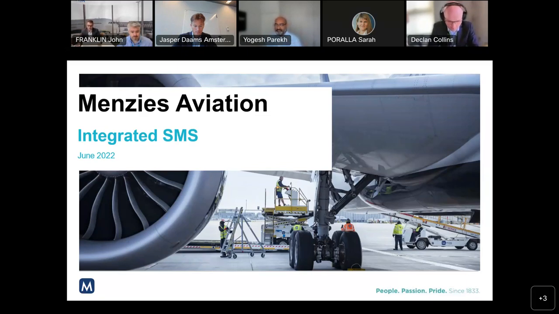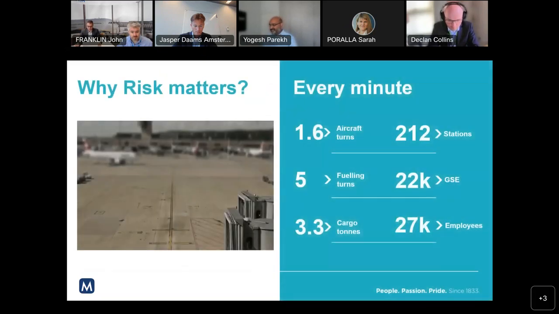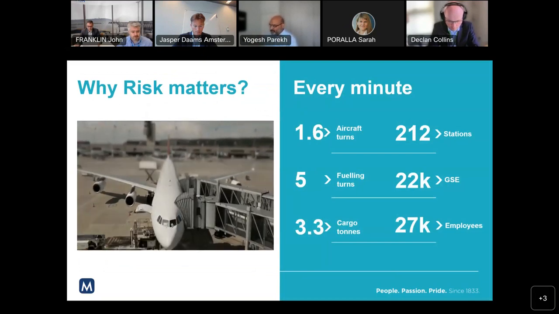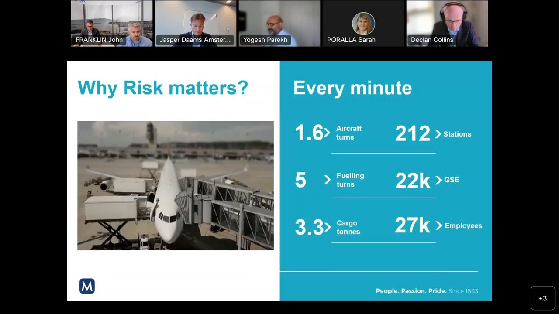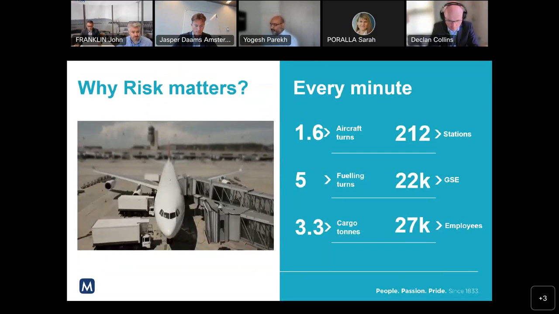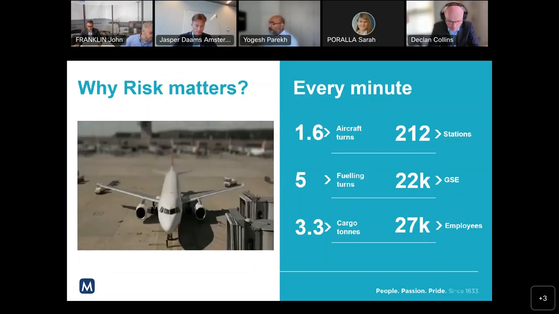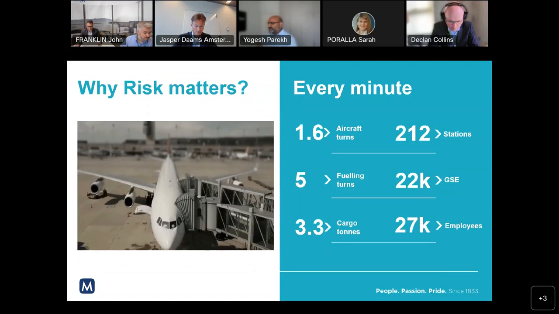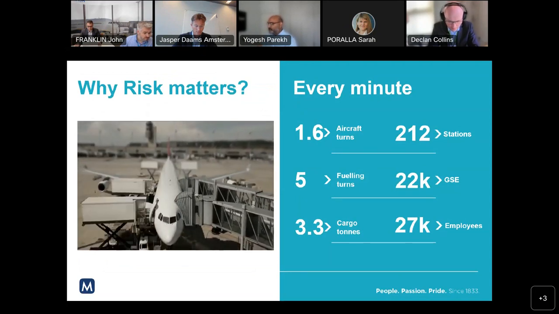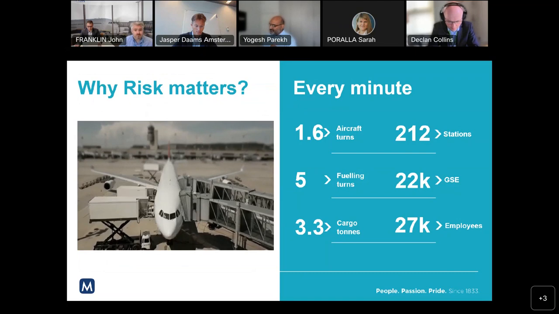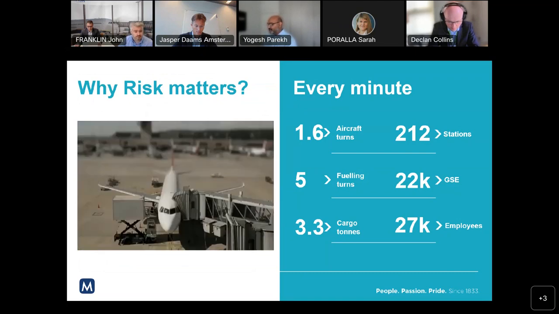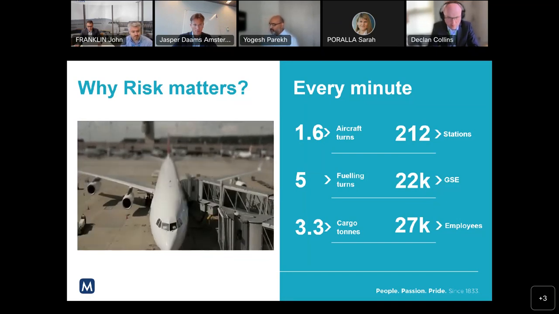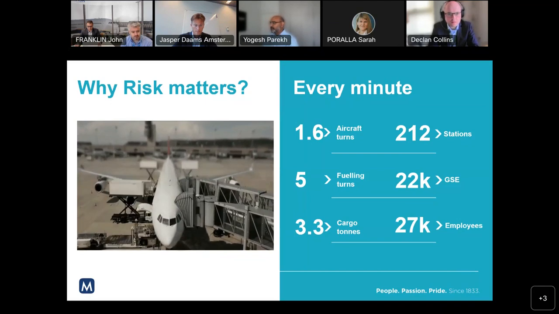So let me talk about the why. For us, it's all about the people. Ground service providers work around the clock, against the clock, in all weathers. We work in busy environments to support our passengers throughout every step of their airport journey. Today, we tend to be the largest employers at most airports. An integrated SMS approach enables us to use data intelligence to better serve the people and support initiatives where it matters the most.